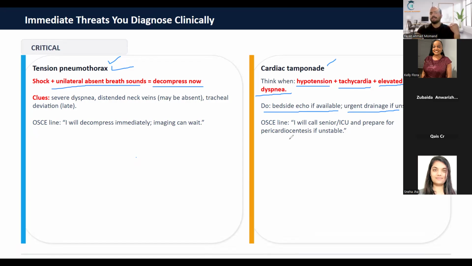Now, in OSCEs, I will call a senior or ICU and prepare for pericardiocentesis if unstable. But in real life, if you are working in an emergency room, you may not find the time to call them. You may need to do the drainage yourself. It's one of the critical skills that doctors or residents should learn.